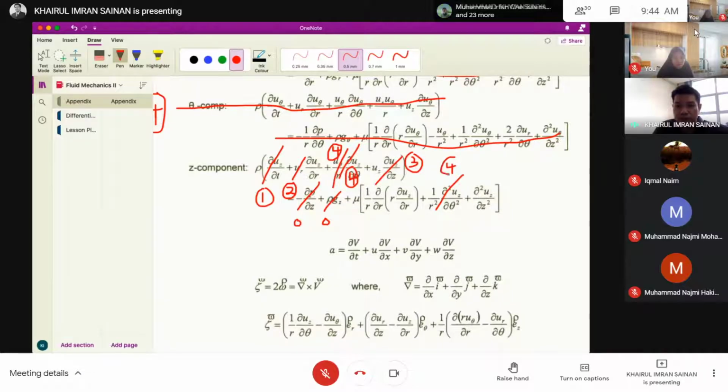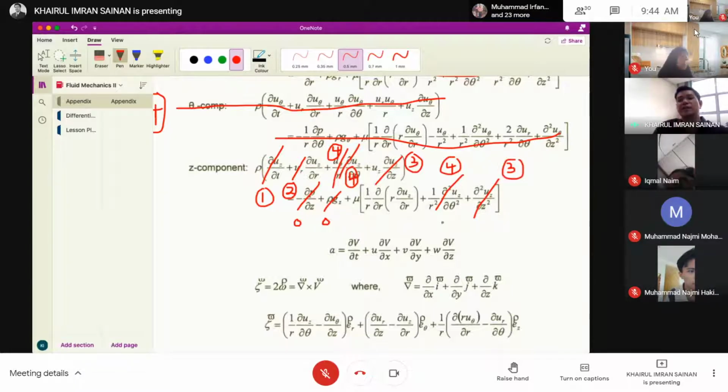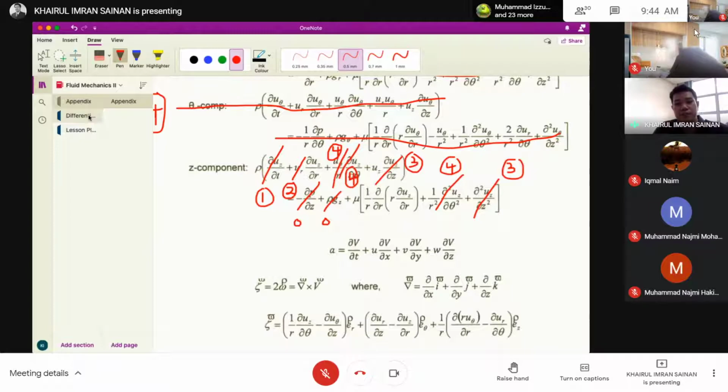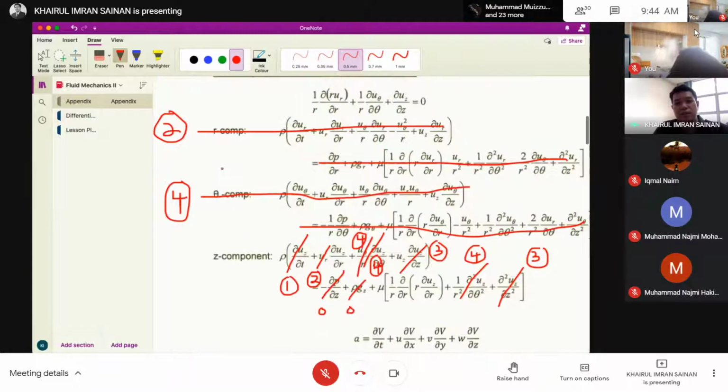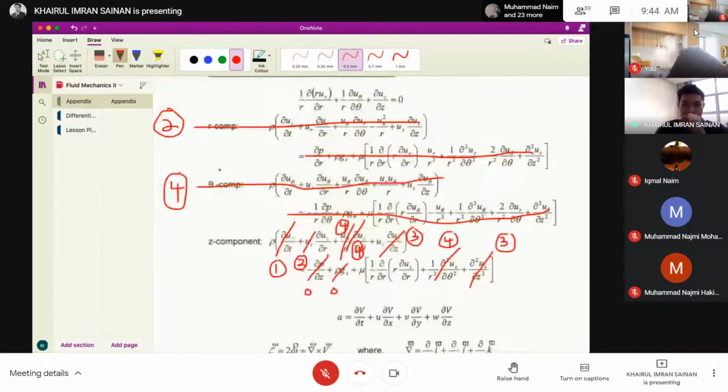Del Vz over del Z squared, yeah, we cancel because of number 3. Okay, so we are left with only this equation: mu 1 over R del over del R del Vz over del R. Any question on this simplification? How we simplified the Navier-Stokes?